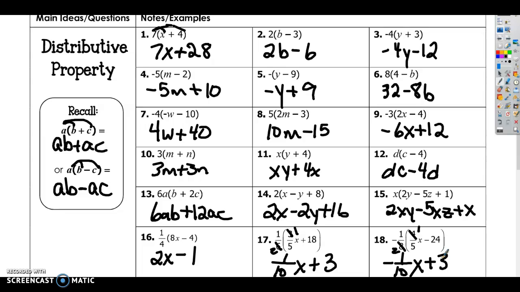All right, so that's how you do distributive property. Hope this is helpful for you guys.